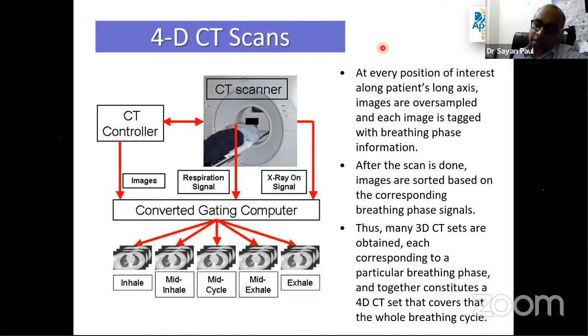For mid-inspiration, you get another data set, and for end-expiration, you get another data set. So you get a lot of image data sets. For the same position in each phase of respiration, you acquire multiple CT scan images.